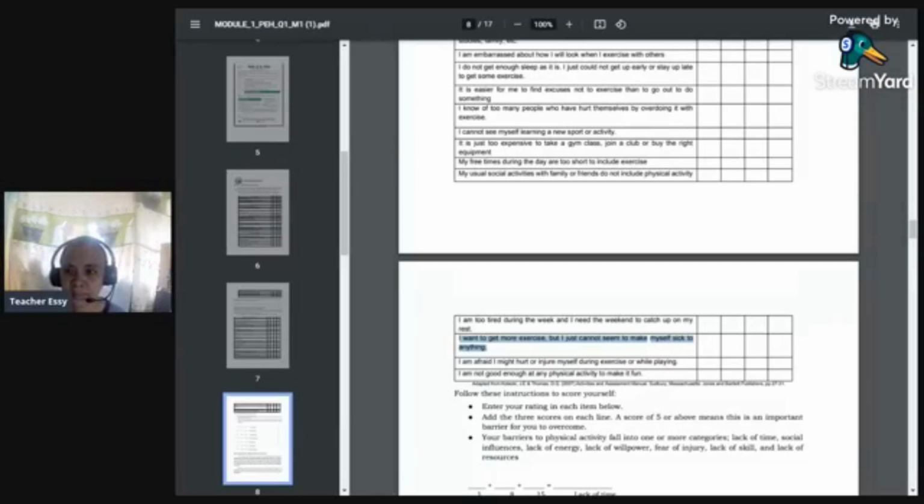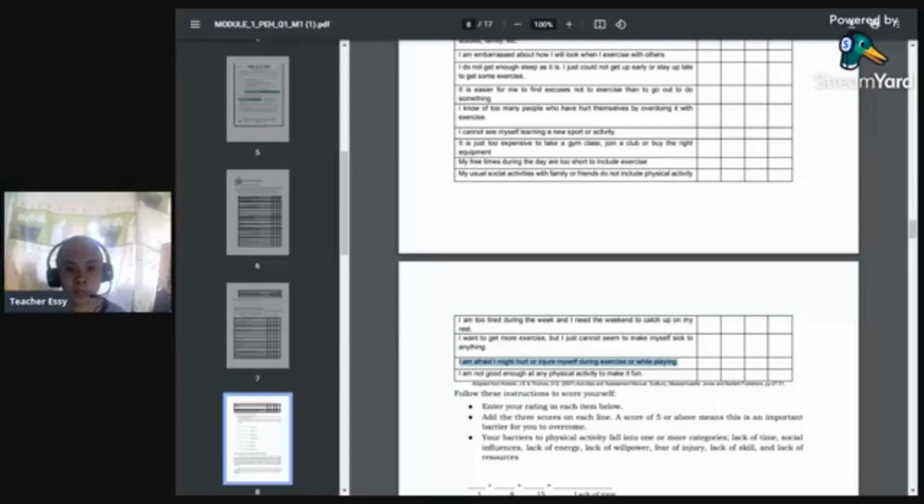19, I'm afraid I might hurt or injure myself during exercise or while playing. Which is what my mom used to tell me when I was young. Okay, so natatakot ako kasi baka ma-injured ako kapag nag-exercise ako or kapag nag-play ako ng sports.